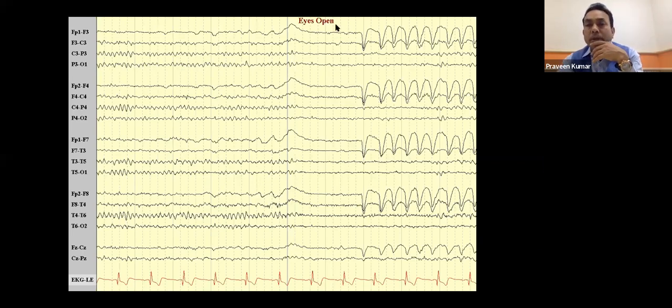The moment the eyes are open, these are the artifacts because of the eyes opening, and we'll have an artifact class also. You see the posterior rhythm has vanished, disappeared. So the alpha rhythm disappears by opening the eyes because you have become attentive. When the visual attention is not there, you get the posterior dominant rhythm, the alpha rhythm.